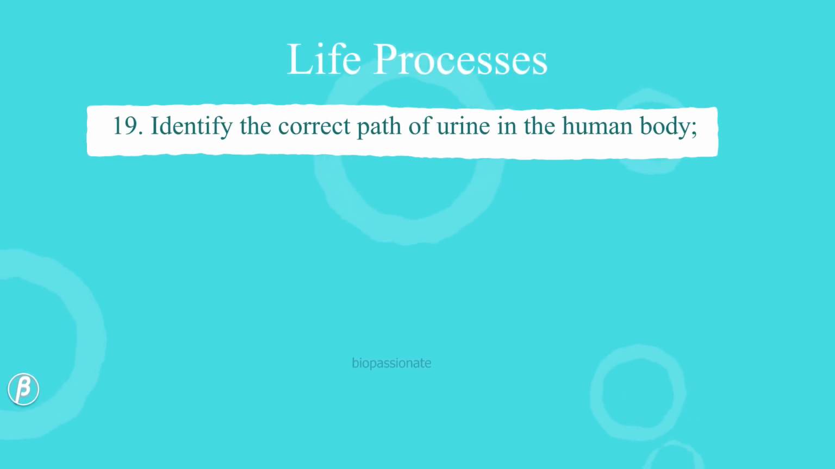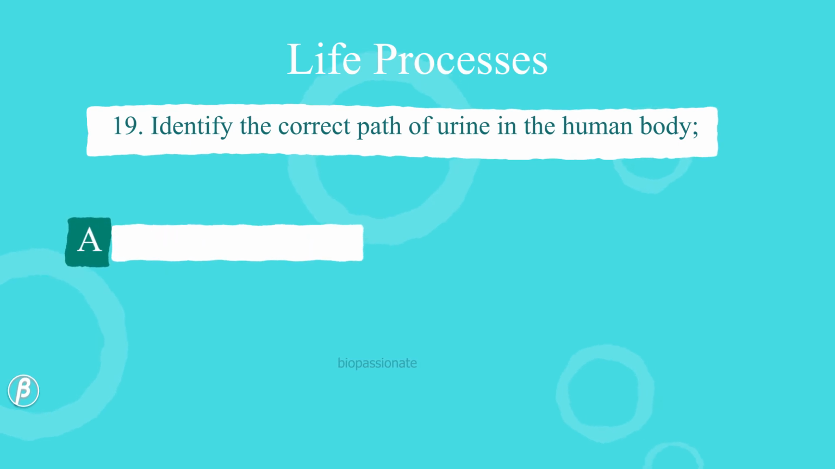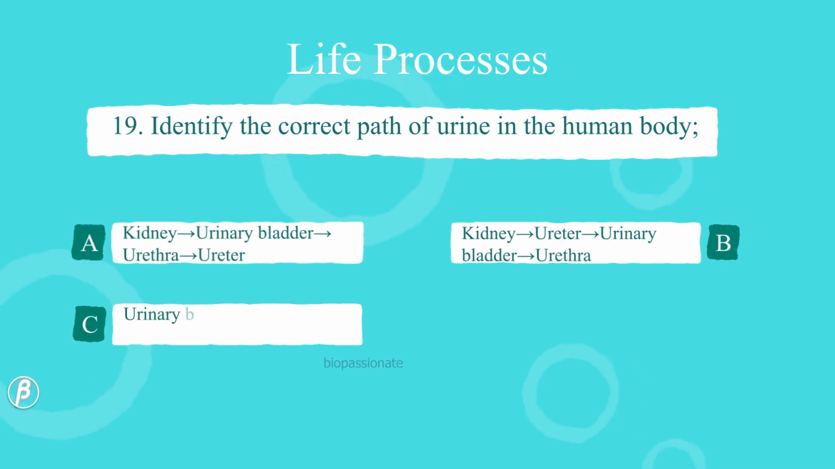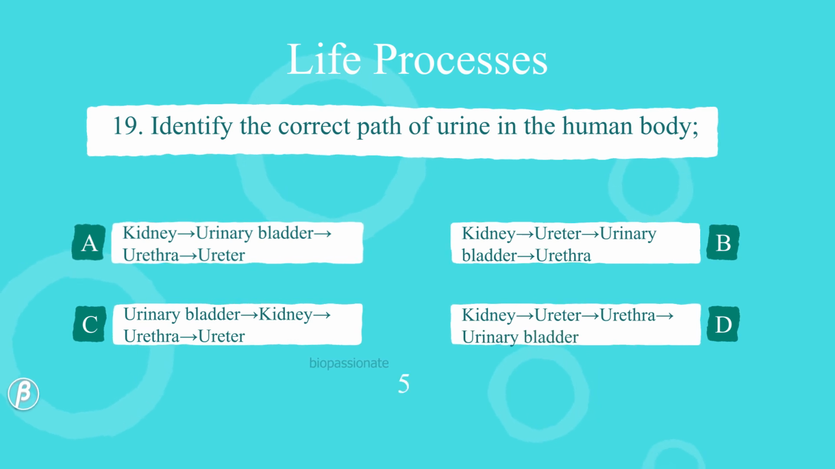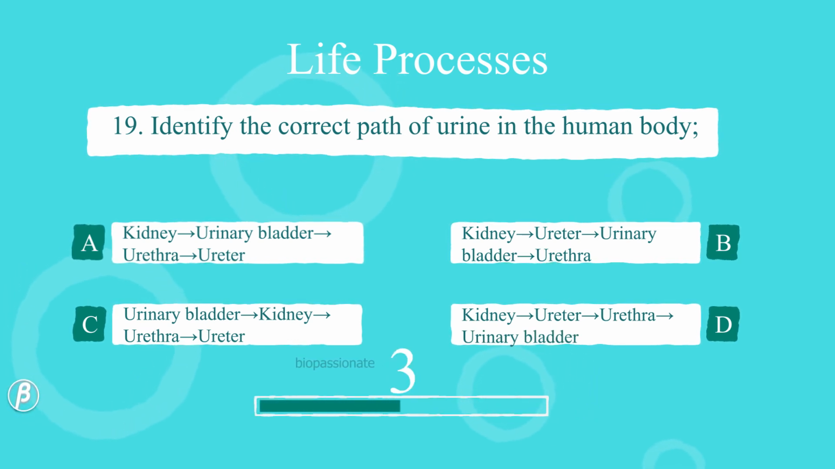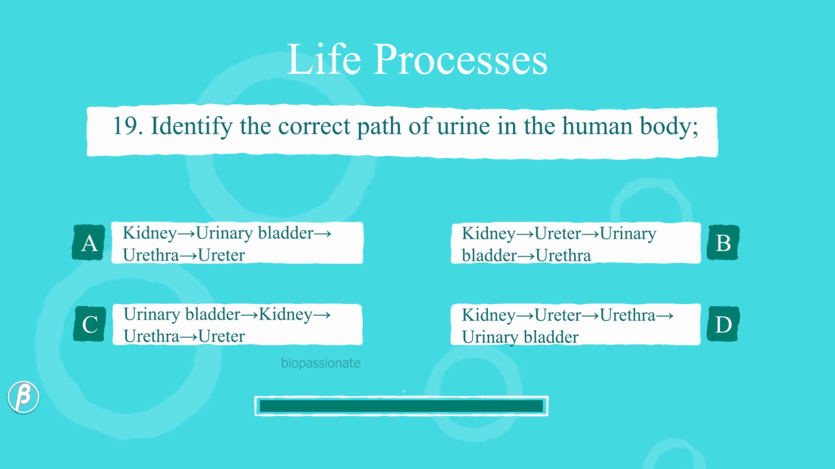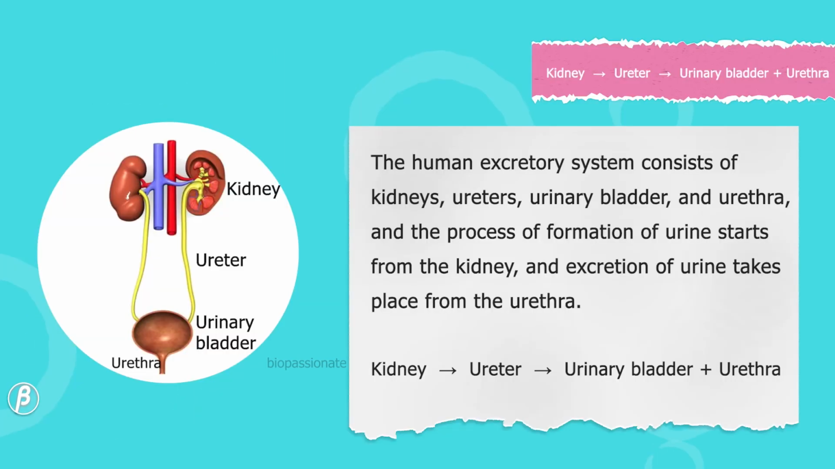Identify the correct path of urine in the human body. The human excretory system consists of a pair of kidneys, a pair of ureters, a urinary bladder, and a urethra. And the process of formation of urine starts from the kidney, and excretion of urine takes place from the urethra. So the correct sequence is kidney, ureter, urinary bladder, and urethra.